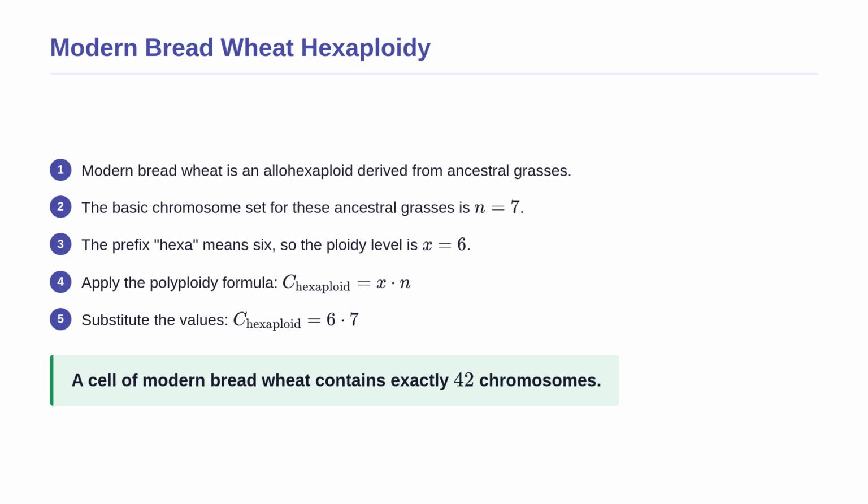We simply substitute 6 and 7 into our polyploidy equation. Multiplying 6 by 7 yields a final answer of 42 chromosomes. This massive accumulation of genetic material gives bread wheat the robust traits and high yield that make it a vital global crop.